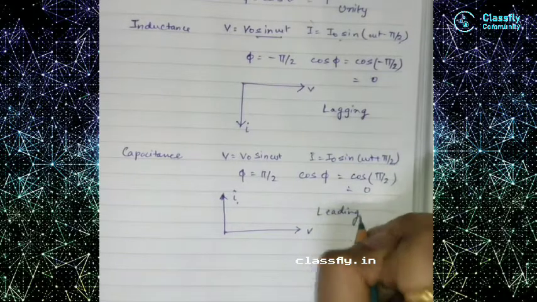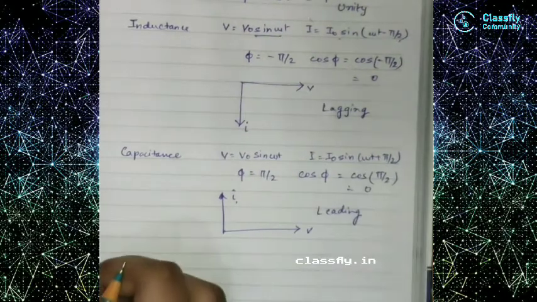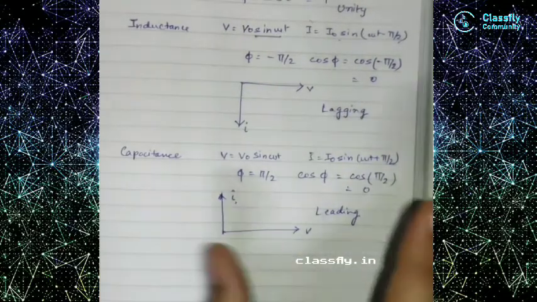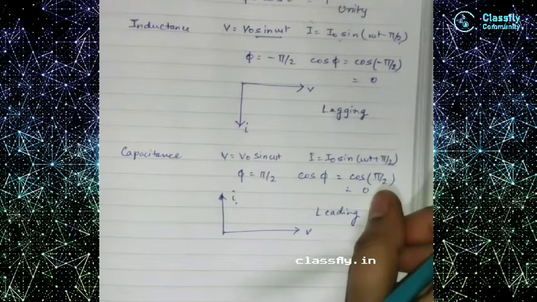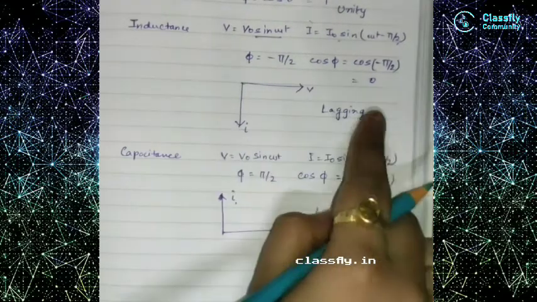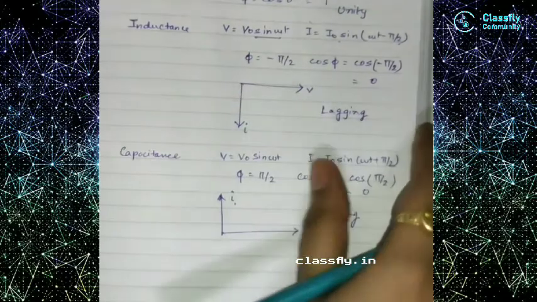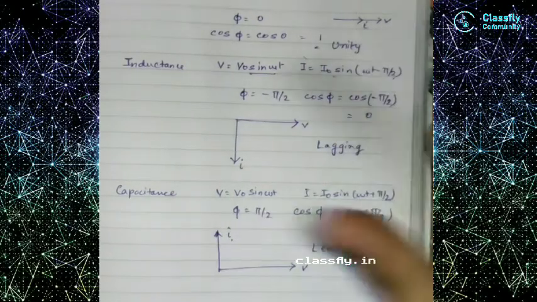That means here it will be leading. That means the current will be leading from the voltage by 90 degree. So that means the voltage will lag by 90 degree. So the power factor here is known as leading, and it will be 0 for this one. For inductance it will also be 0, but it will be lagging, and for the resistance it will be unity, as it is 1. So we have completed the power factor.